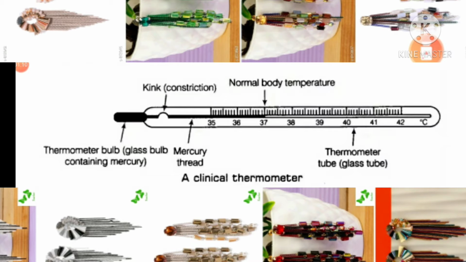The numbers denote the degrees Celsius of what the body temperature actually measures. So this is our normal clinical thermometer, which we can use at home also for measuring the temperature, knowing the temperature of the body. If we feel we are feverish, we can use it at that time.